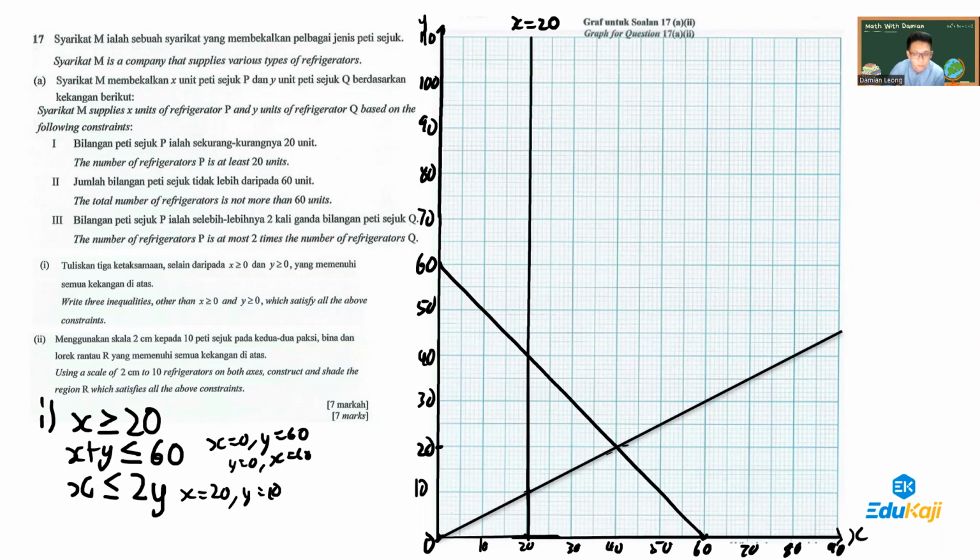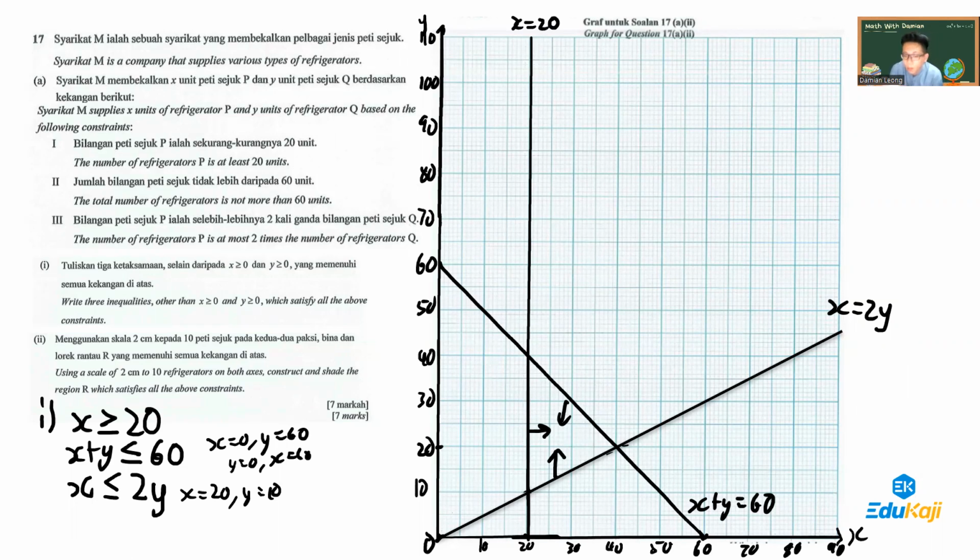That's the line. So, the first one, x more or equals 20, means to the right of this line. x plus y less or equals 60, less means below. This is the x plus y equals 60 line, so below this line. This is x equals 2y. x less or equals 2y, which means 2y more or equals x. So if I compare the y, it should be more, so it's above. If I compare the x, then it's less, so it's to the left. You can compare either way, either to your x or to your y.